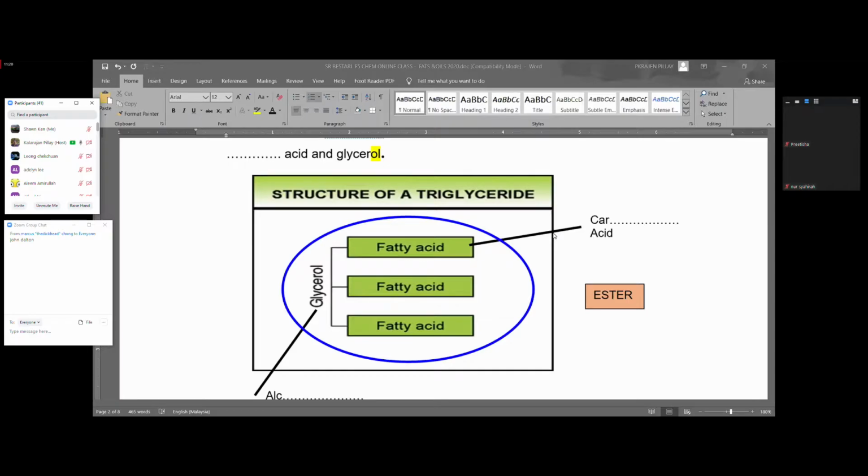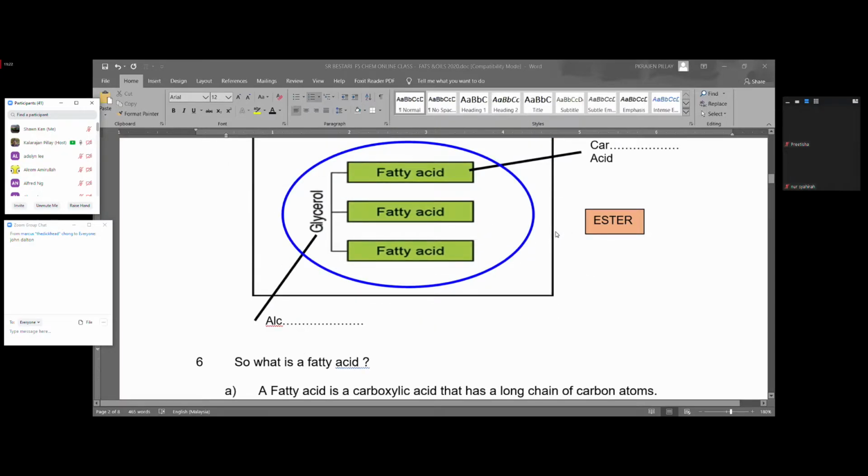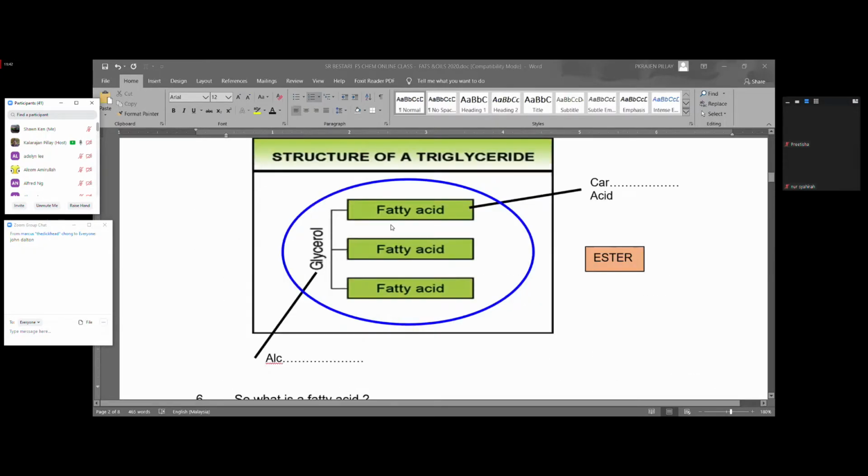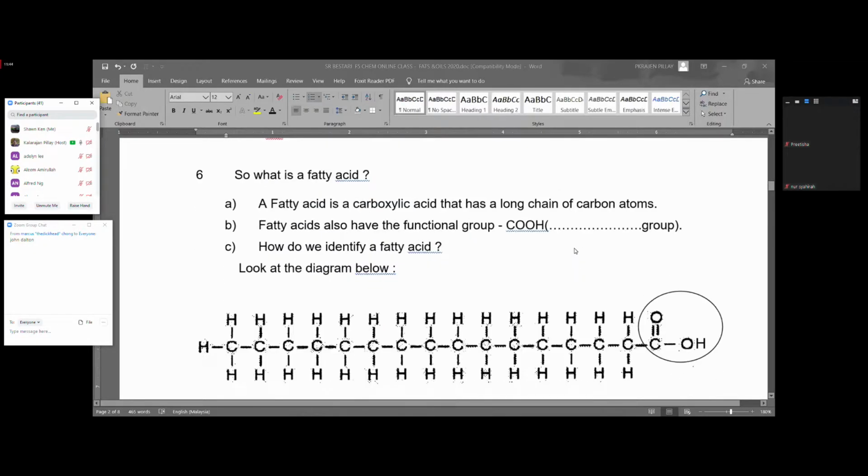But of course, it's a different type of ester. They are not sweet smelling like the esters we found in the fruits and the flower extract, all of which are sweet smelling. This one is different. Animal fat, you go and smell and see. There's hardly any smell, and it doesn't smell nice anyway. So I put the words fatty acids and glycerol. We're going to look at this in detail.